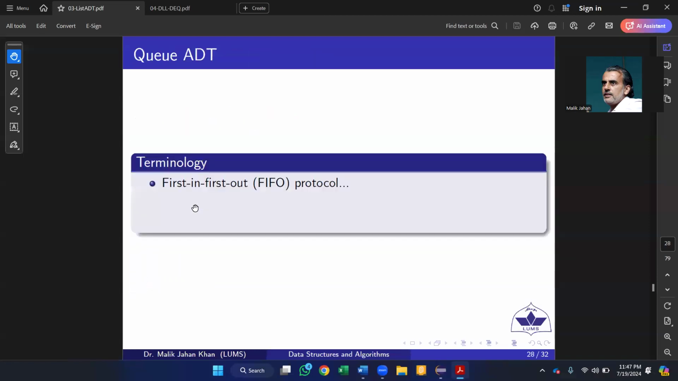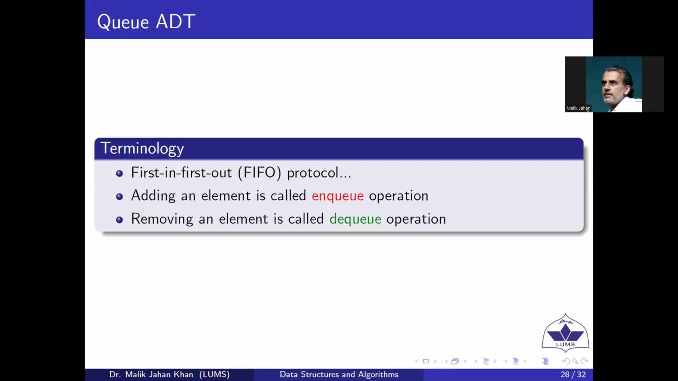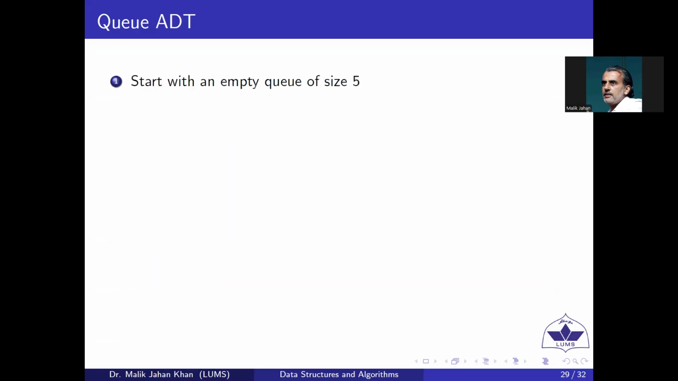Versus another ADT that's called queue, first in, first out protocol, which means the element which was added first will be removed first. So adding an element in a queue is called enqueue operation. Removing an element from the queue is called dequeue operation.